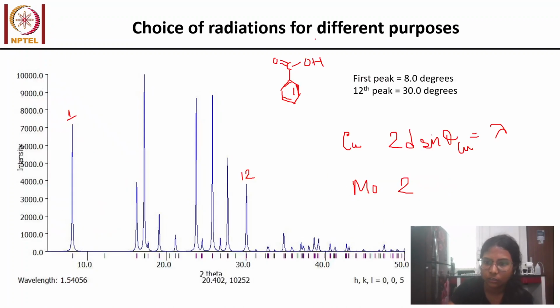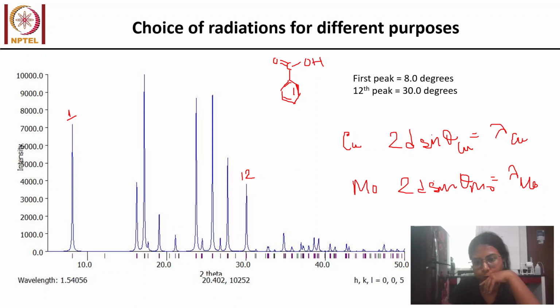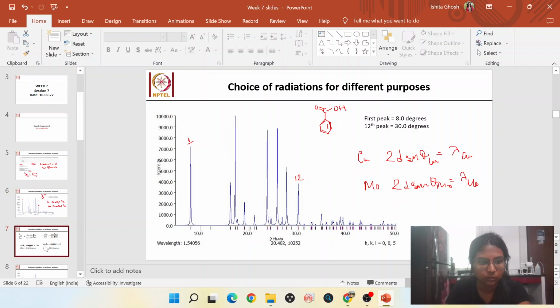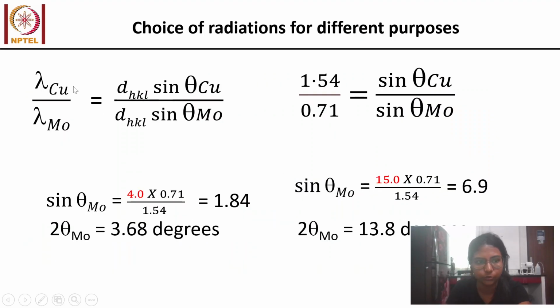So here also the d will be the same, but we will write sine theta moly equal to the wavelength used for moly. This will be the wavelength used for copper. And then we will take the ratio of these two. It is a very common practice in mathematics, right? So we will take the ratio. Now if we take the ratio, we will arrive here.